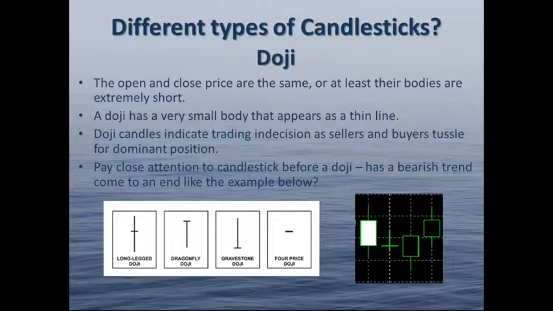Has a bearish trend come to an end, like the example below on the bottom right of your screen? So again, obviously the price is jumping, but ultimately the opening and closing price hasn't changed too much. But you've got to look at what's happened there, and then with that information, is it bearish, is it bullish, and go from there. You can also see on your screen there are different types of doji candlesticks as well. So I've got 4 types there for you to see.